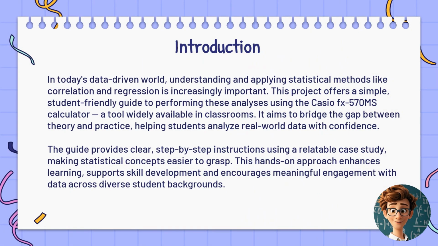In today's data-driven world, understanding and applying statistical methods, like correlation and regression, is increasingly important. This project offers a simple, student-friendly guide to performing these analyses using the Casio FX570MS calculator tool, widely available in classrooms. It aims to bridge the gap between theory and practice, helping students analyze real-world data with confidence.